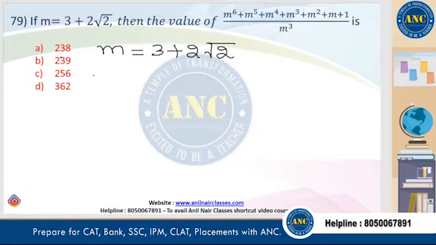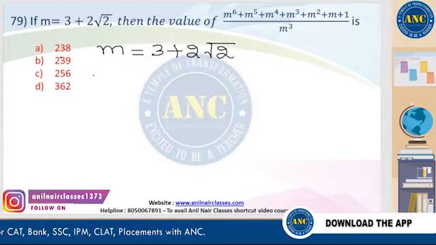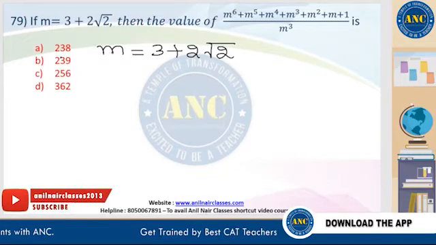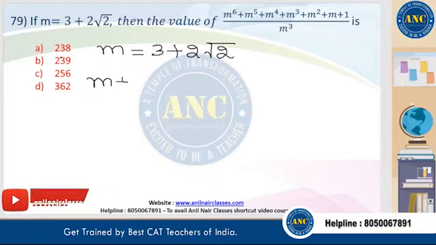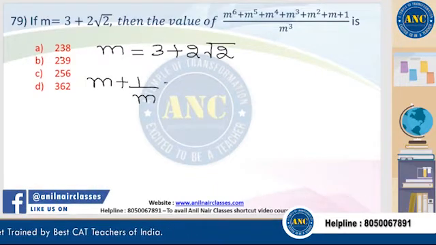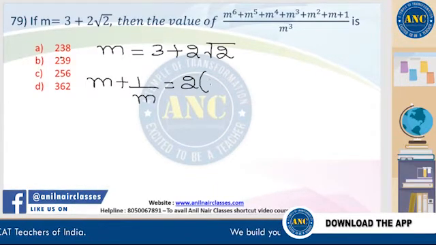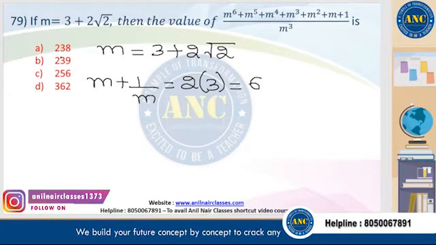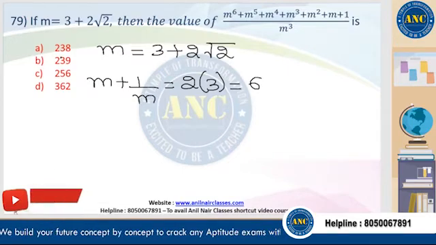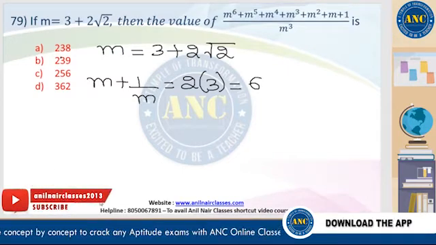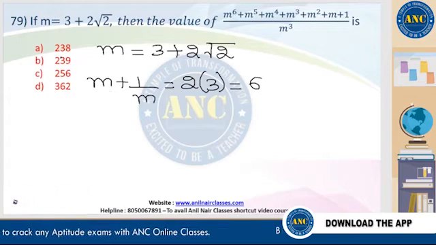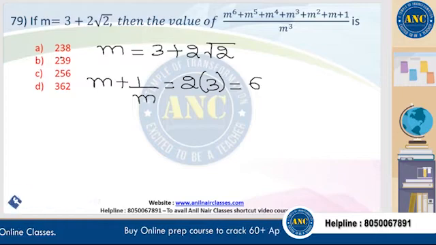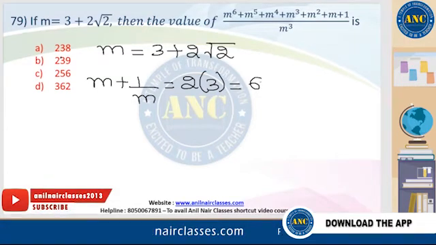But we know from our basic level of questions, which I solved in probably the first 15 to 20 questions, that if the m value is given, m plus 1 by m can be easily calculated as 2 times the bigger number 3. So m plus 1 by m is nothing but equal to 6. But don't ever forget the condition for this. If m is 3 plus 2 root 2, m plus 1 by m is 2 times the bigger value 3. 2 times 3 is equal to 6.